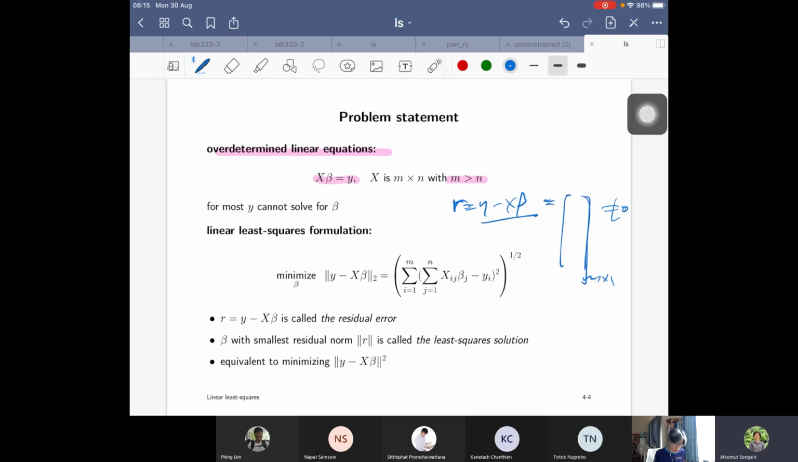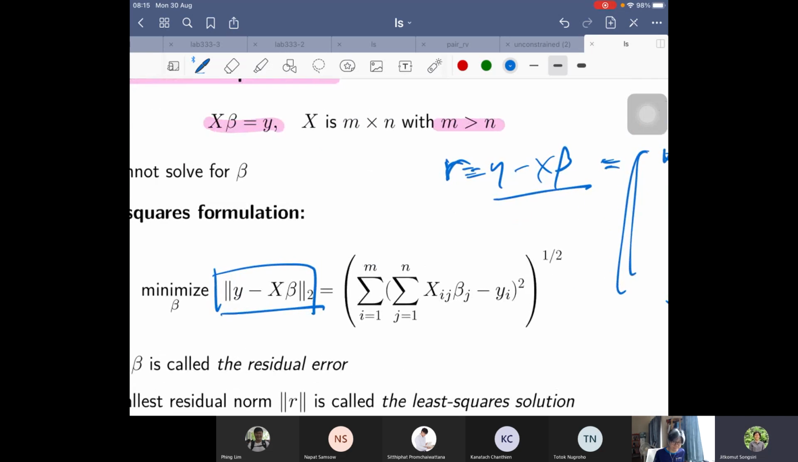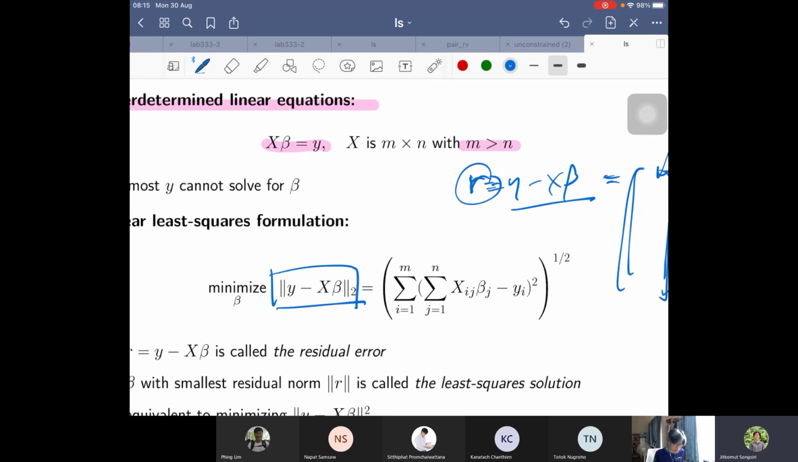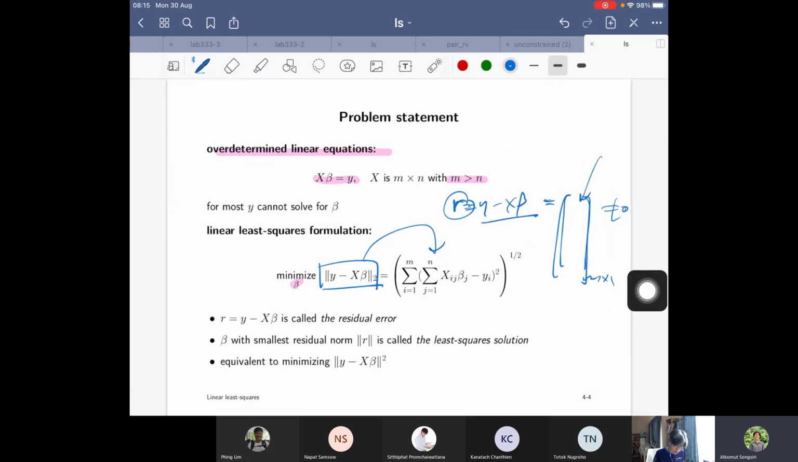But then how can you measure the size, the magnitude of this residual vector? Then you use the concept of two norm. You use the two norm to measure the residual error, and then you choose beta to minimize it. So when we break out, the expression of the two norm is this. Another way to look at this is y minus X beta is going to be y1, y2, dot dot dot, ym minus x1 transpose beta, x2 transpose beta, and so on.